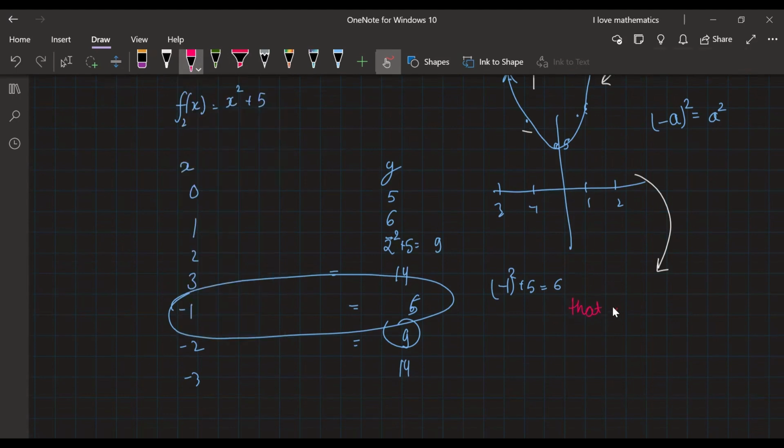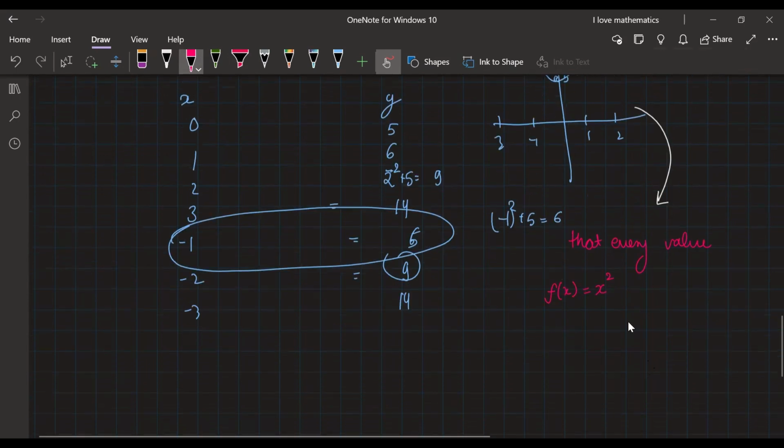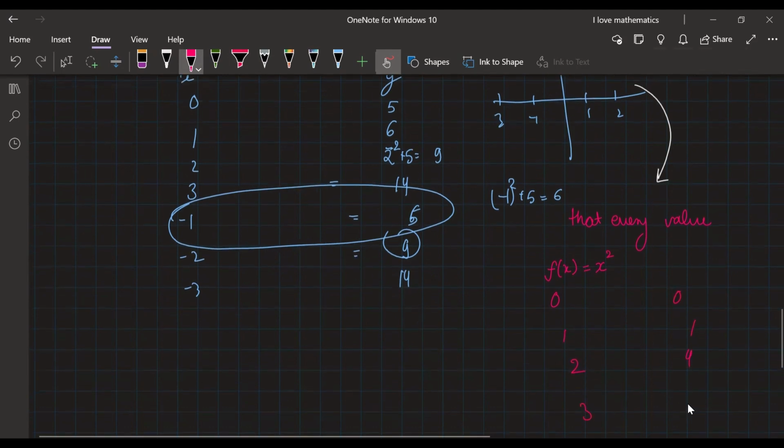Every value of y, like if f of x is x squared, then if you put 0, we get 0. If you put 1, we get 1. If you put 2, we get 4. If you put 3, we get 9.